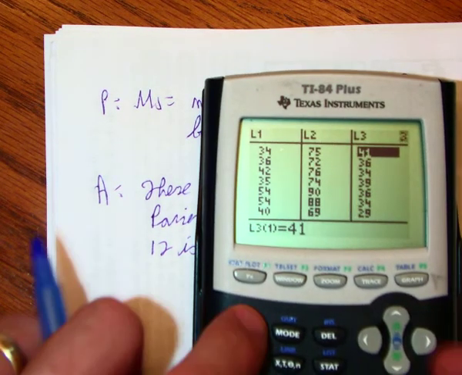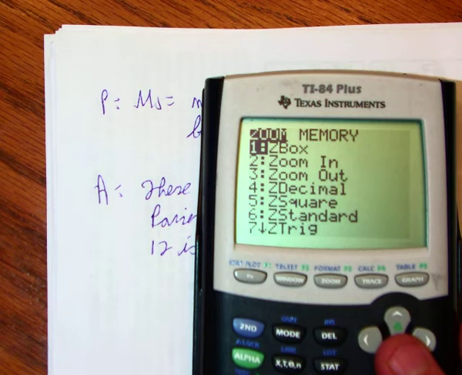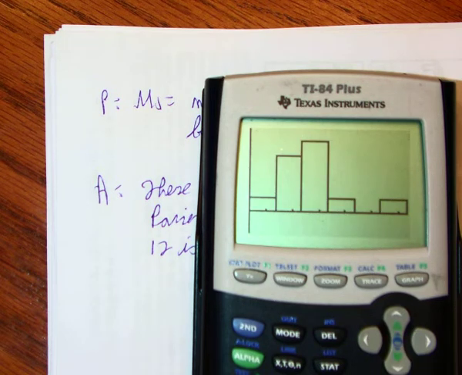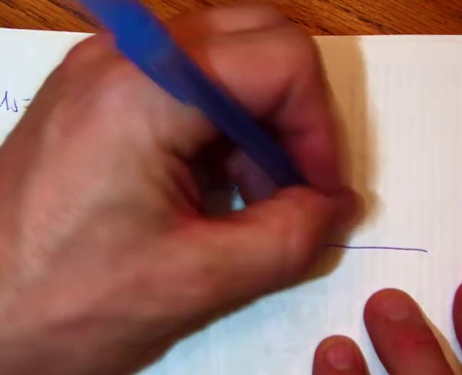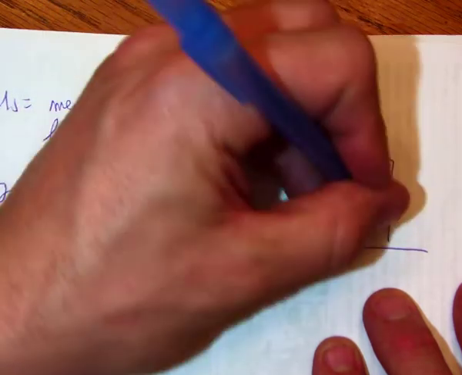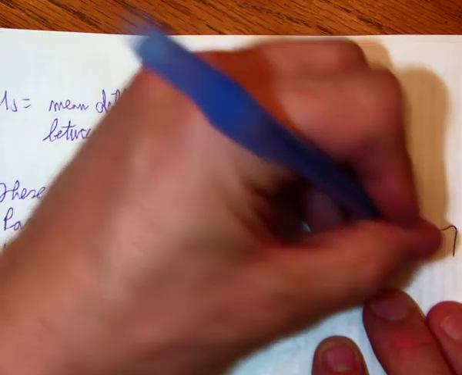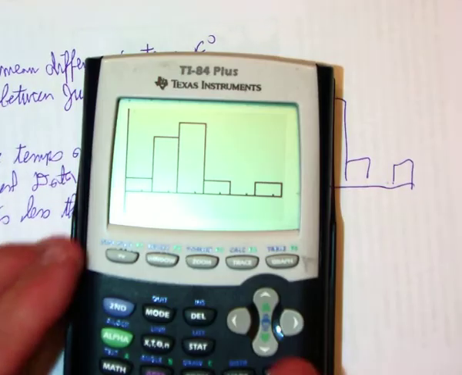So we're going to do plot on, and we're going to do a histogram for L3. And we're going to go to zoom stat. Okay, so there you go. So that gets copied down on your paper. And just a rough sketch. Alright, put that in there. Something like that. And then, okay, this one could be an outlier. It's possible. I don't think it is, but we could check it.